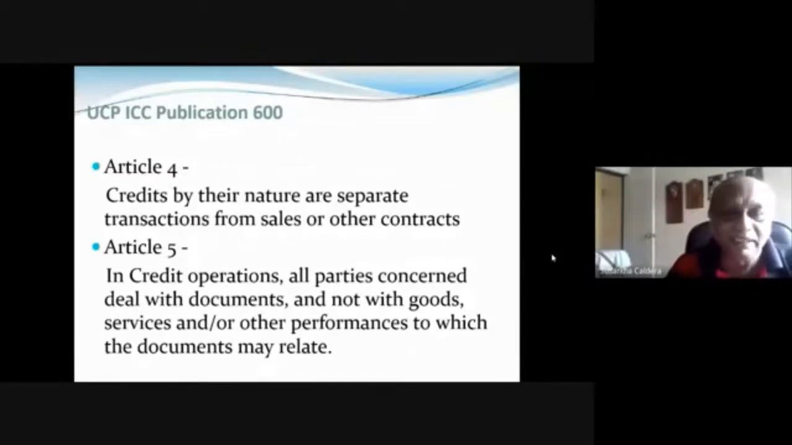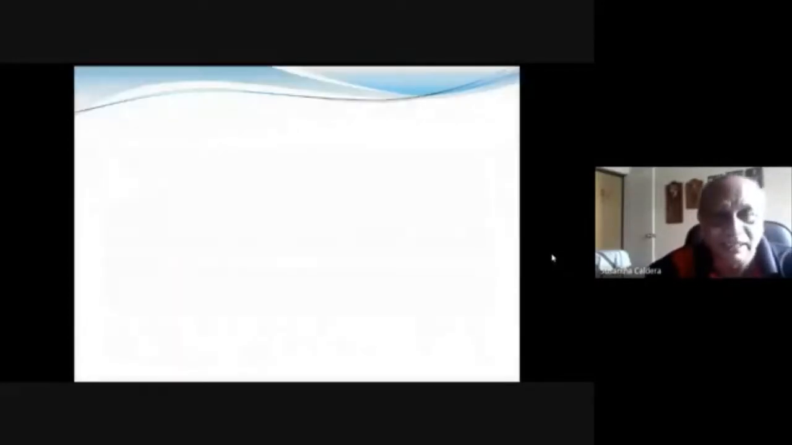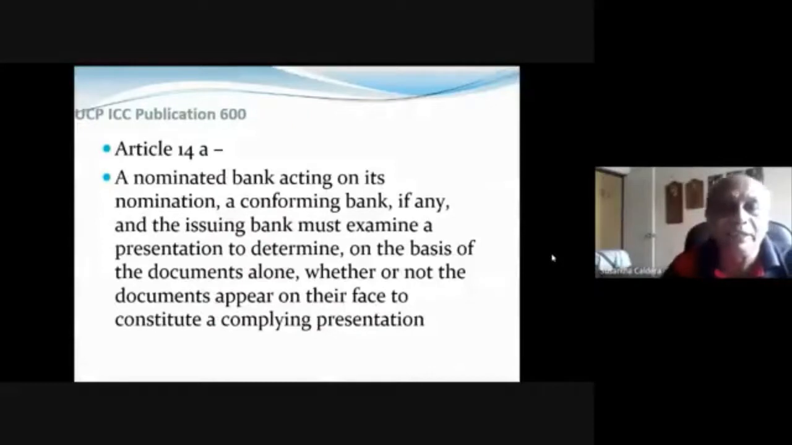Article 5: in credit operations, all parties concerned deal with documents and not with goods. In an LC, we only deal with documents, not with goods, services or any other performance to which the documents may relate. Right? We are only dealing with the documents. Whether the goods are there or not, we have to pay if the documents are correct. Article 14A says a nominated bank acting on its nomination, a confirming bank, if any, and the issuing bank must examine the presentation to determine on the basis of the documents alone.